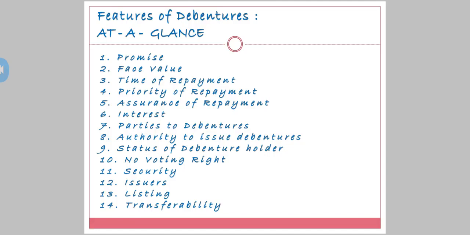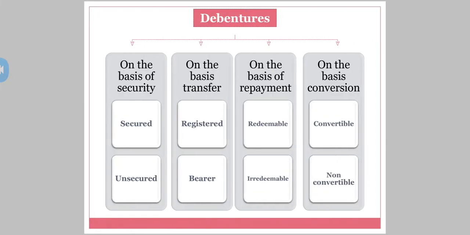Now we are going to see the types of debenture. Okay, there are 8 types of debentures on certain basis. We are going to see it now. Now see, on the basis of security, you have got secured debentures, unsecured debentures. On the basis of transfer, registered debenture, bearer debenture. On the basis of repayment, whenever there comes repayment, it's always redeemable, irredeemable. And yes, on the basis of conversion, convertible, non-convertible debentures. Now we are going to see each one of them in detail.